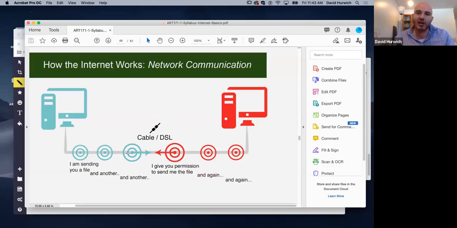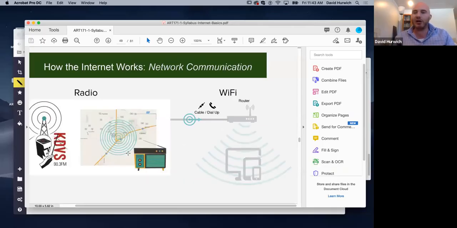Okay. Now you're sitting here going, well, okay, that's great, Dave, but I don't have cable or dial-up. I have Wi-Fi. Okay, well, let's explain how Wi-Fi works. To understand how Wi-Fi works, we first have to understand how a radio works.